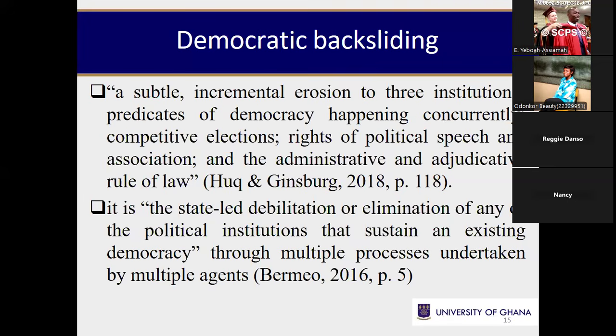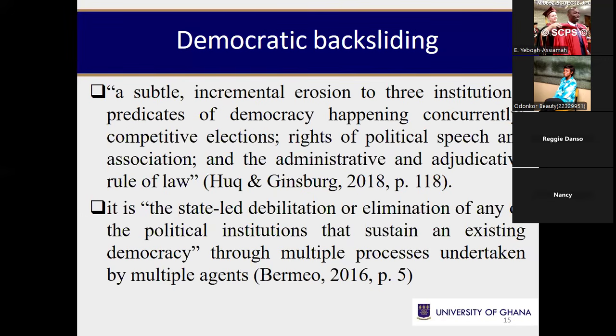But the question is, who causes democratic backsliding? Who causes it? Now, according to Bermeo 2016, backsliding is a state-led debilitation or elimination of any of the political institutions that sustain an existing democracy through multiple processes undertaken by multiple agents. It is state-led. Now, Bermeo is saying that it is the state itself that destroys or weakens or worsens or eliminates the political institutions that sustain existing democracy.